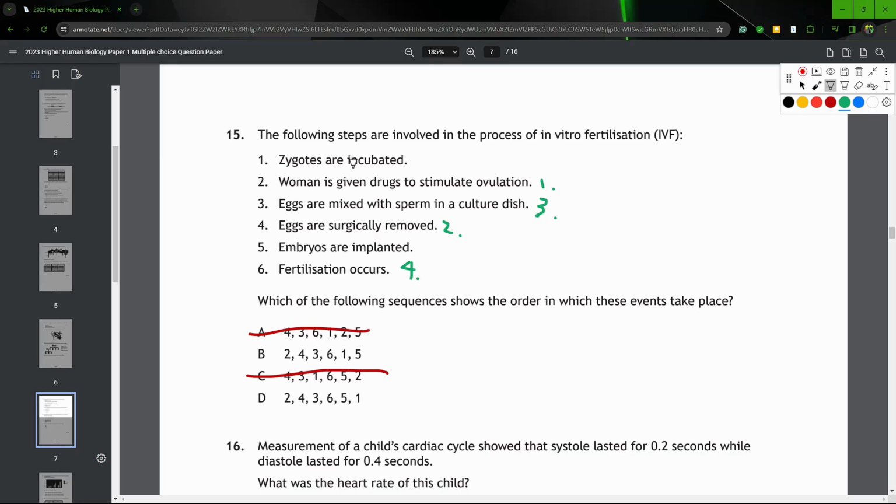Well, notice on this, zygote and embryos. An embryo is a later step than a zygote, because a zygote is the very first cell that forms after the fusion of the nuclei of the sperm and the ovum, and an embryo is a very small ball of cells. So that means 5 must come later. And it makes sense: you want to incubate something to get up to a decent size before you implant it, which means D is a bunch of nonsense and it has to be B.